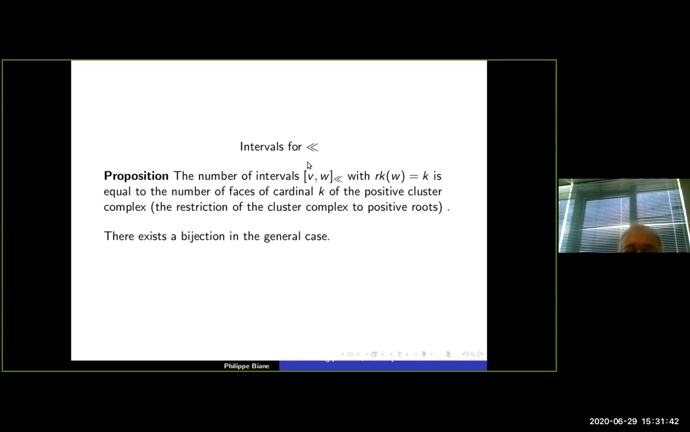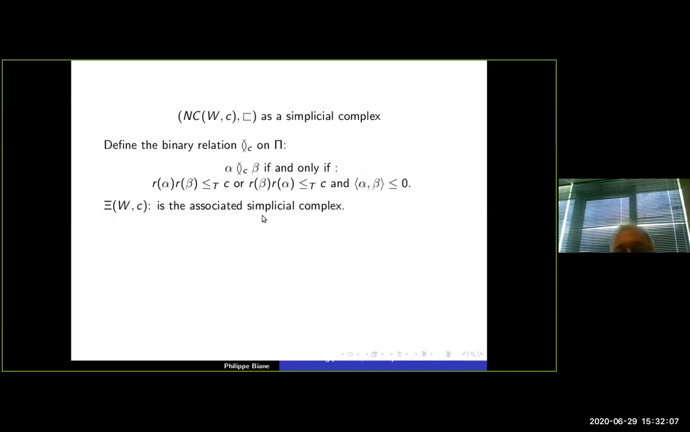Again, there are also enumeration properties of the intervals for the dual relation. The number of intervals whose rank is equal to k is equal to the number of faces of cardinal k of the positive cluster complex, which is the restriction of the cluster complex to the set of positive roots. And we have again a bijection in the general case. And now, just the last two slides.